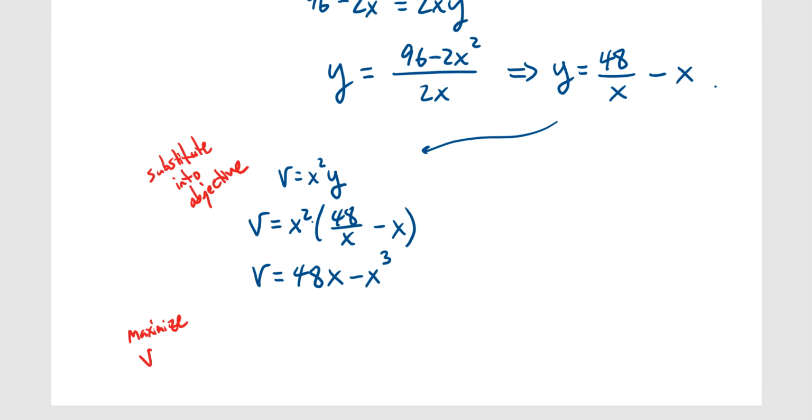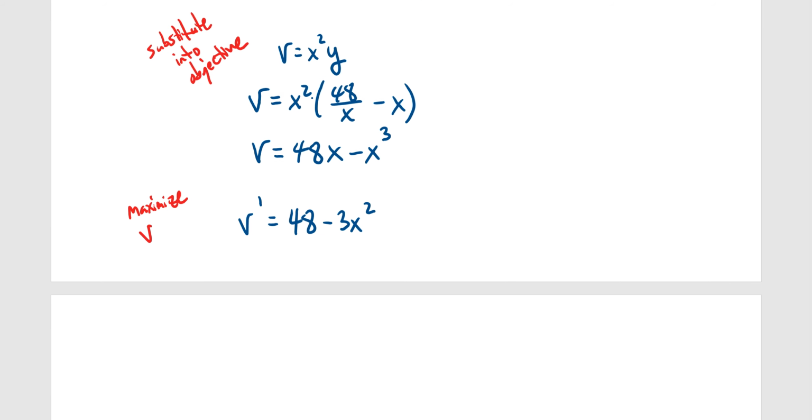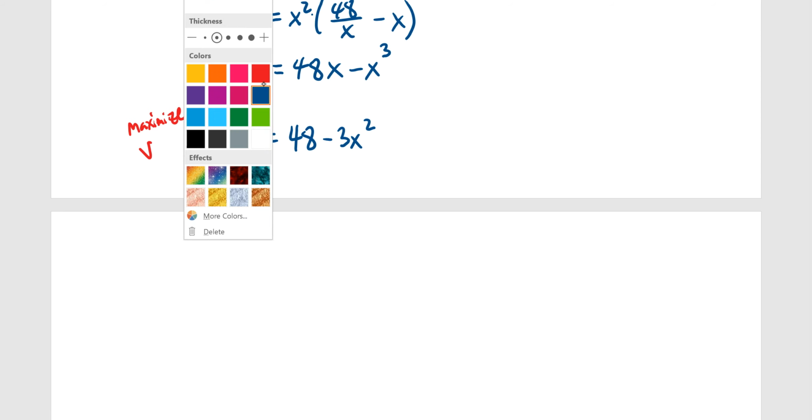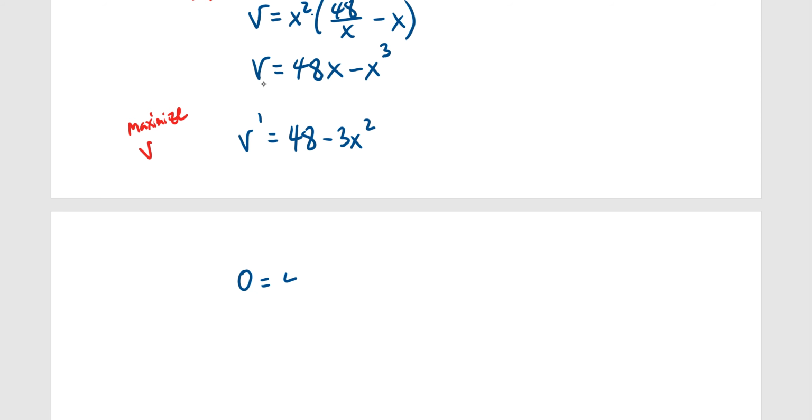And now for the last thing, we just have to take the volume, take the derivative. So v prime, this is going to be power rule, 48 minus 3x squared. And we're going to go ahead and set this equal to 0 now. So I'm going to go on a new page. So setting this equal to 0. 0 equals 48 minus 3x squared.